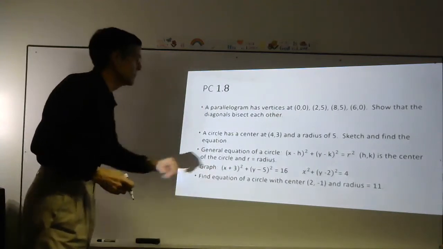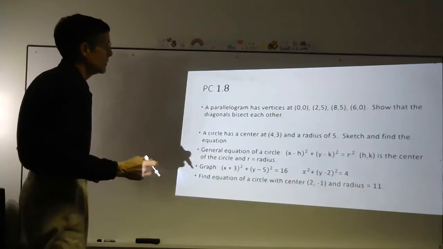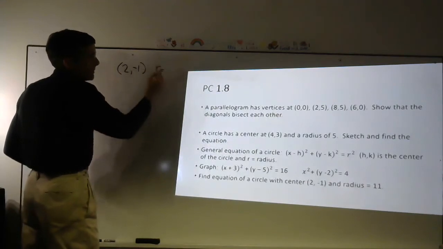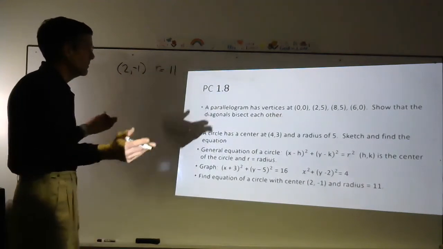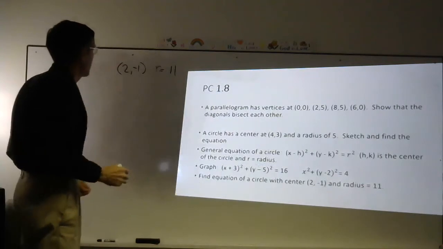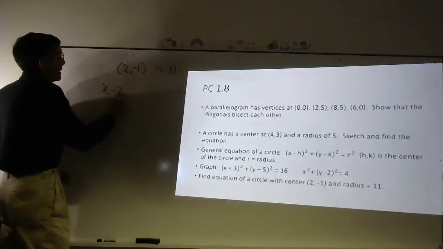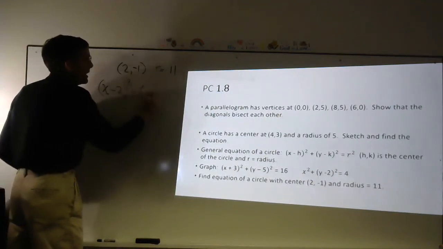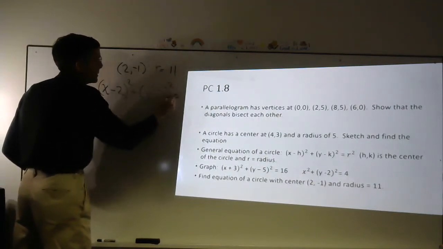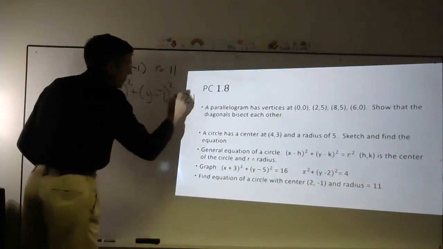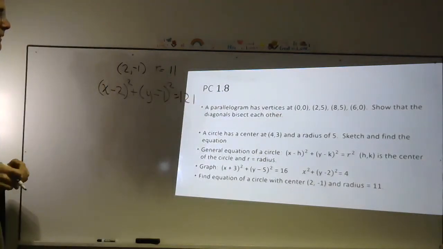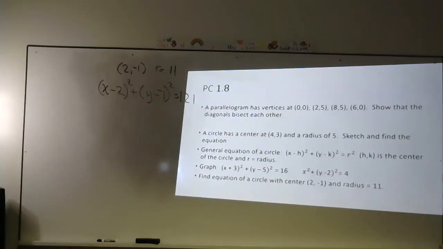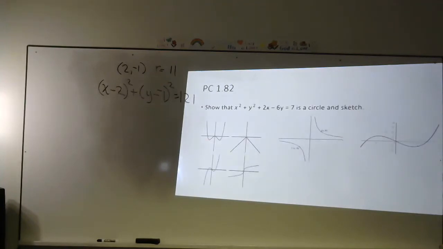How about this last one here? Find the equation of a circle with a center of 2, negative 1 and a radius of 11. Oh, this is an easy one. We know the general equation is that. So it would be x minus 2 squared, y minus a negative 1 squared equals 121, which is 11 squared. Okay?